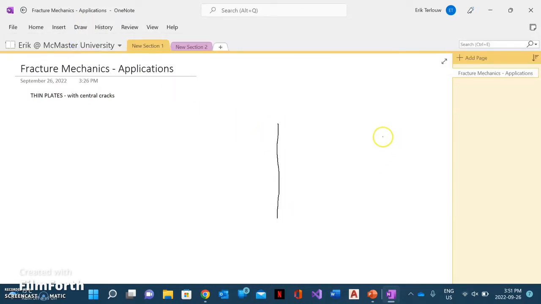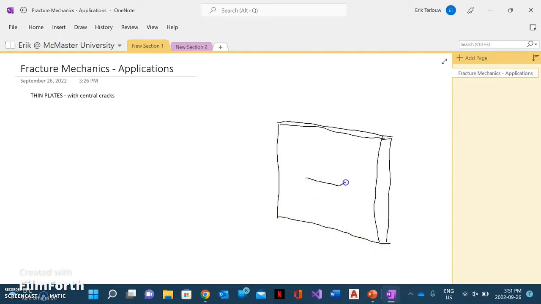We've got our plate here. A little thick there. And we've got our crack here. Okay, we're going to call this thickness T. We're going to call this width 2W. And we're going to call this crack just 2C. Then we've got the stress coming from the top and the stress from the bottom.